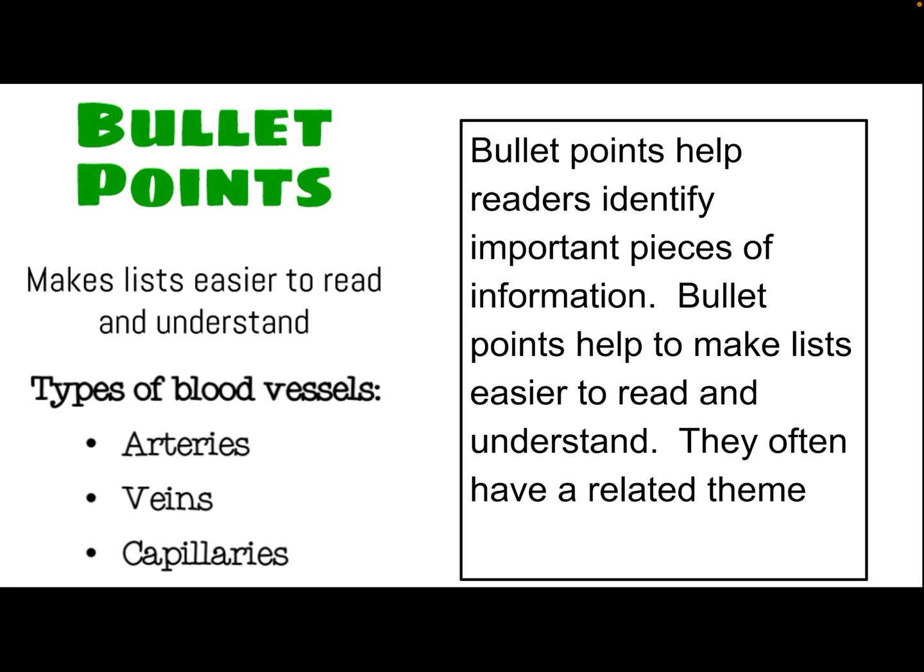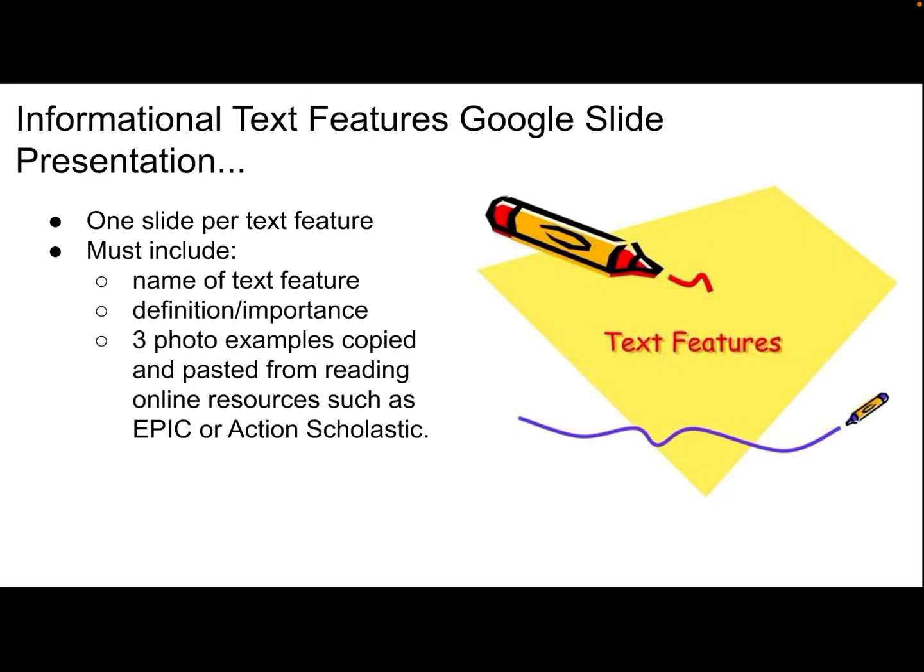Bullet points. We like bullet points. So bullet points make it easier to read and understand. They help the reader identify important pieces of information. Bullet points help to make lists easier to read and understand. They often have a related theme, like looking at the example, types of blood vessels, and it gives the different types. So, you know, all of those arteries, veins, and capillaries are all different types of blood vessels.